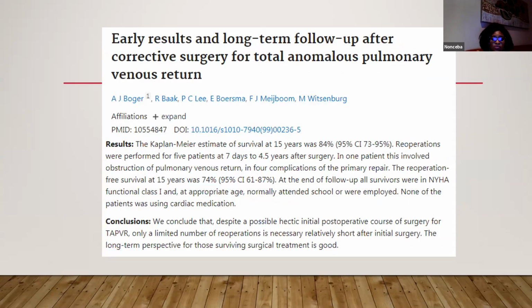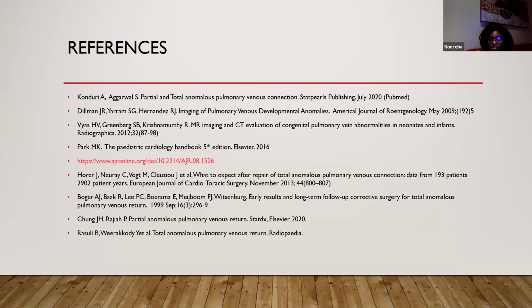And here's another study as well where they looked at the early and long-term results after corrective surgery. And this concluded that despite a possible hectic initial post-operative course of surgery for TAPVR, only a limited number of reoperations is necessary relatively short after initial surgery. And the long-term perspective for those surviving surgical treatment is also quite good. So that was us, and these are our references. And if there are any questions.